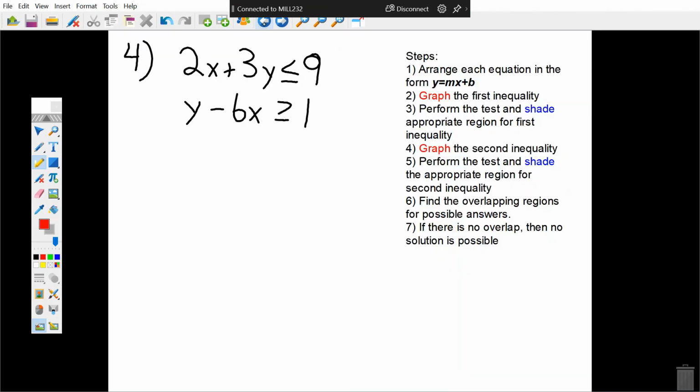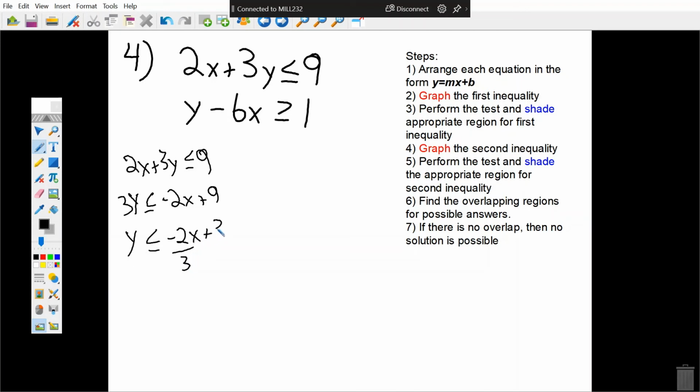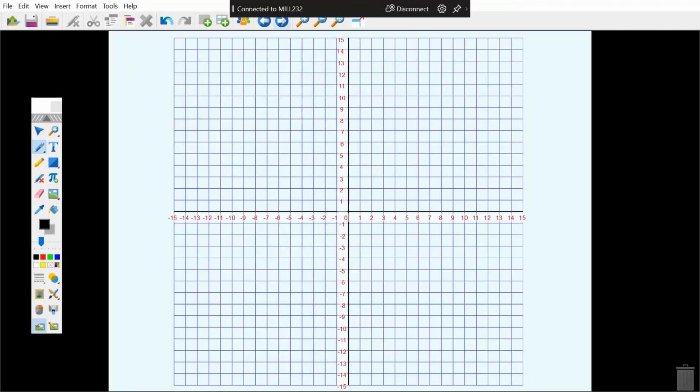Let's finish with one more here. So we have 2x plus 3y is less than or equal to 9. We get y by itself, minus 2x from both sides, divide by 3. Okay, y is less than or equal to negative 2 over 3x plus 3.